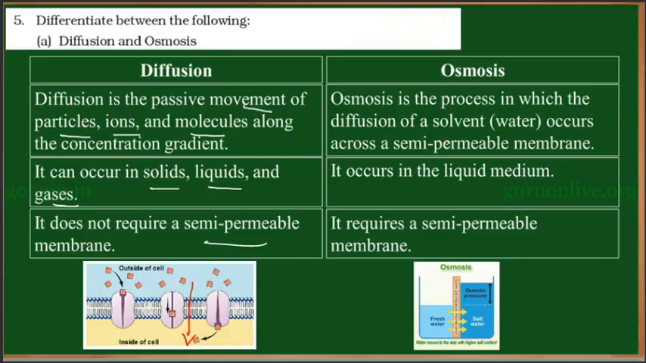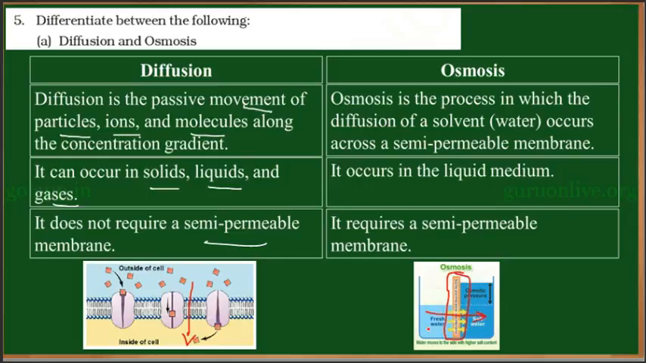Whereas when we consider osmosis, it is diffusion of water molecules. It means water moves from its higher concentration to lower concentration. And for this movement, there is a requirement of a semi-permeable membrane. So water moves from higher region to lower region.